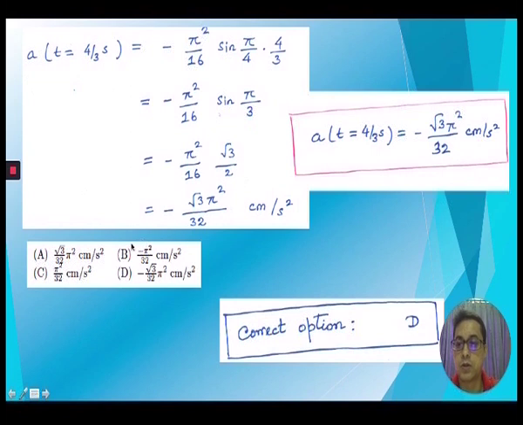Okay, because D and A look similar, but remember D has this minus sign there, and there is a minus sign there. So the correct option is D.